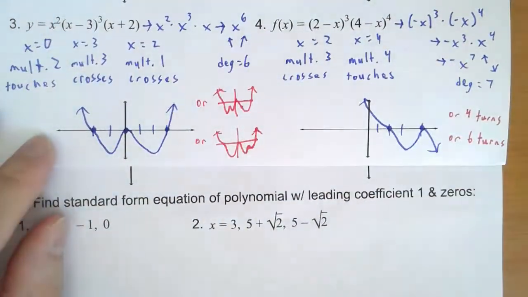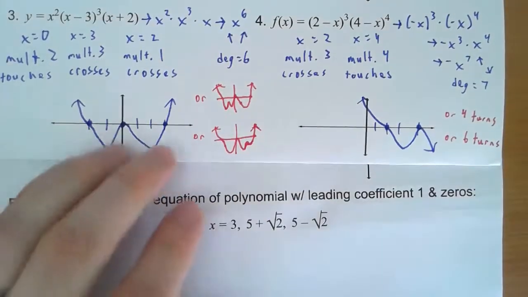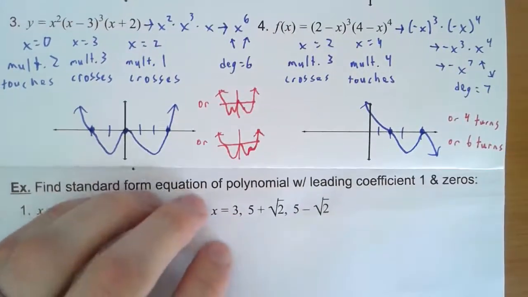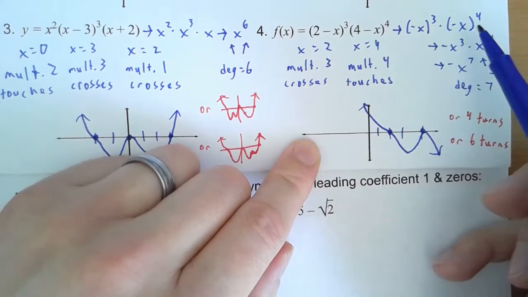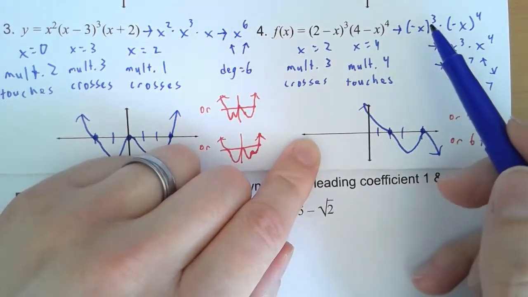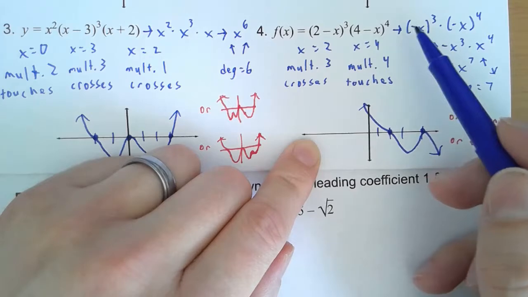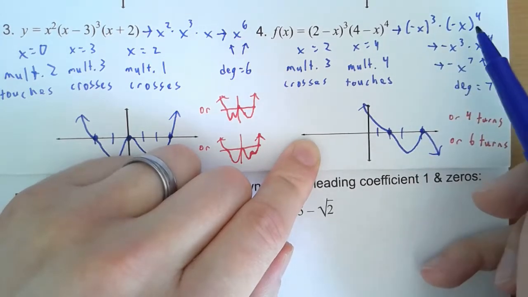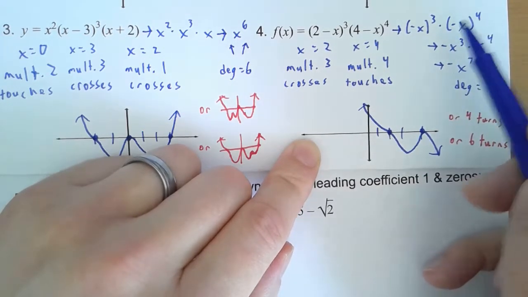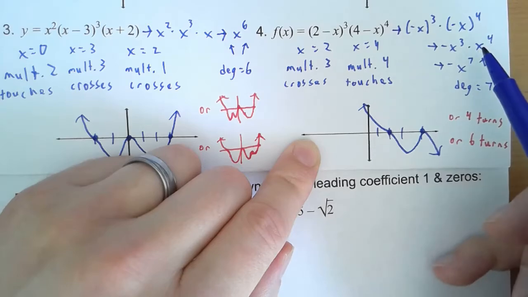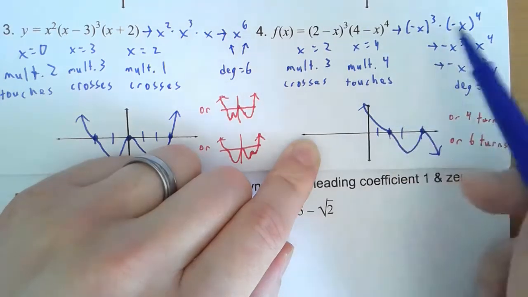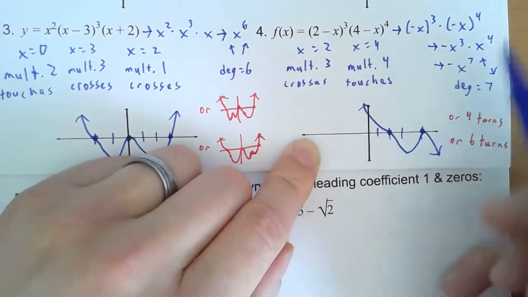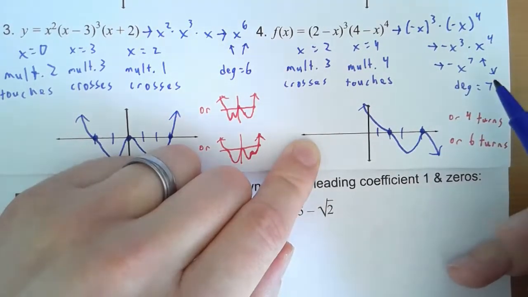Now take a look at your number 4. See if you got number 4 right. Number 4 is one that tricks people a lot here. So we had -x cubed and then -x to the 4th. So on the odd exponent, 3 negatives is still negative. The even exponent, 4 negatives cancel out, and that one was positive. So negative times positive, this one did have a negative leading coefficient here if you multiplied it all out. So it was a -x to the 7th.